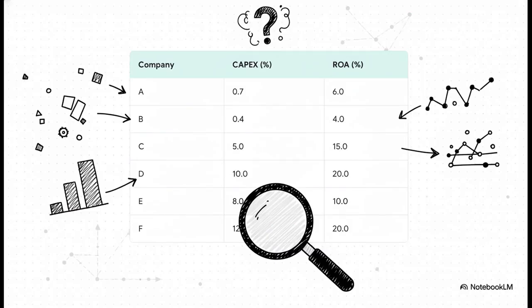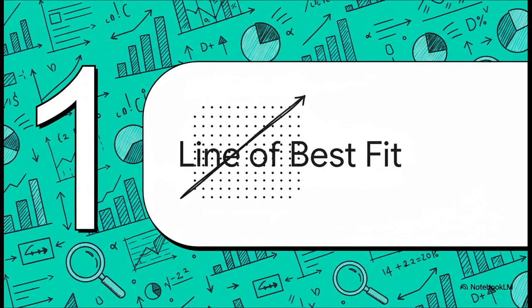Okay, so let's get our hands dirty with some data. Here we've got some numbers for 6 different companies. We have their capital expenditures, that's just what they spend, and their return on assets, which is a measure of their profit. Right now, it's just a table of numbers. Can you see a clear pattern? It's kind of tough, right? Yeah, just staring at a list of numbers is not the best way to find a story.